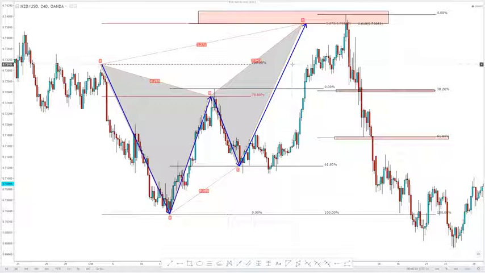Okay, guys. So on to the next pattern. Probably the next pattern I'm gonna do will be the shark and the bat. Probably. I think I have to go over the Gartley as well.